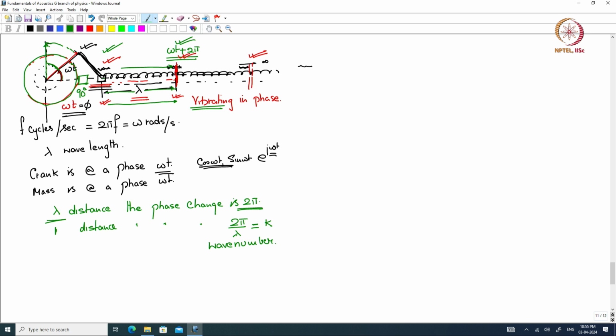Okay. What is the significance now? The significance is this: as this crank rotates, with omega as the rotational speed and omega t as the phase, we can assign the same phasor to this mass over here, e to the power j omega t.